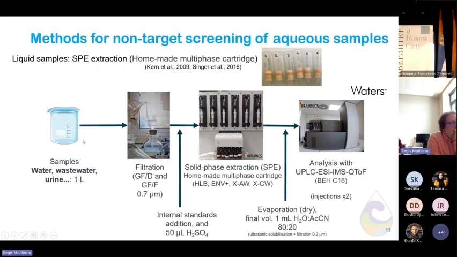So typically we will analyze 500 milliliters to 1 liter of aqueous sample of water, but it can also be urine, for example, and then it's filtered. It's filtrated on the cartridges for extraction, and then it's evaporated. We pass the extract to solvent, and then it's analyzed in our instrument.